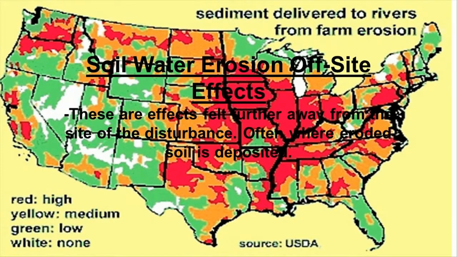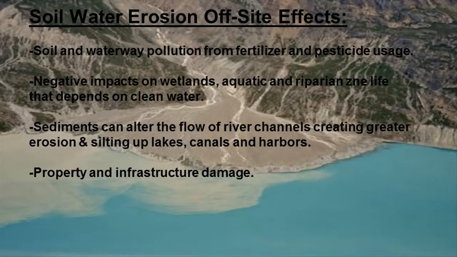Soil water erosion off-site effects. These are effects felt further away from the site of the disturbance, often where eroded soil is deposited. Soil water erosion off-site effects may include soil and waterway pollution from fertilizer and pesticide usage, negative impacts on wetlands, aquatic and riparian zone life that depends on clean water.